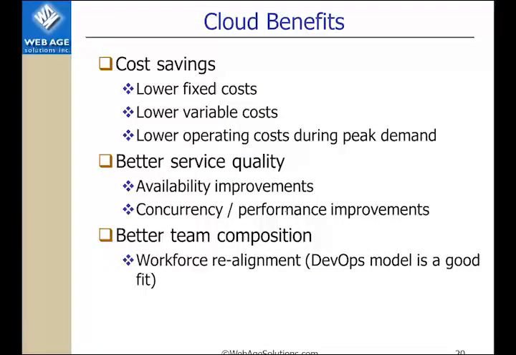Cost savings: definitely you would lower or eliminate your fixed costs. Variable costs would go down because your operations probably would be dealing with much less work. And better service quality: availability would be improved because you can leverage the HA principles, high availability of infrastructure, quality of service, by just deploying your applications in different data centers or even in different regions, like geographical regions.